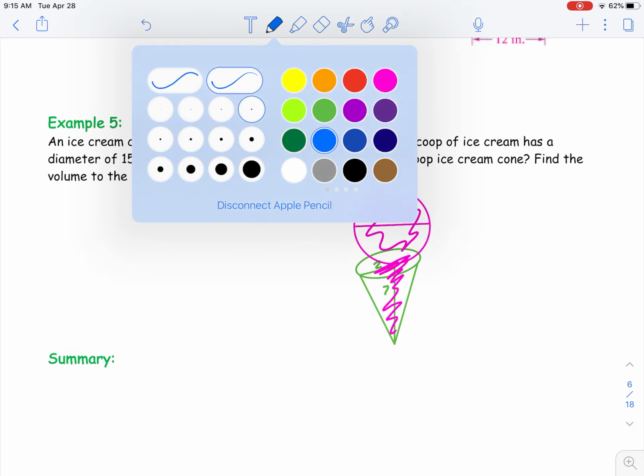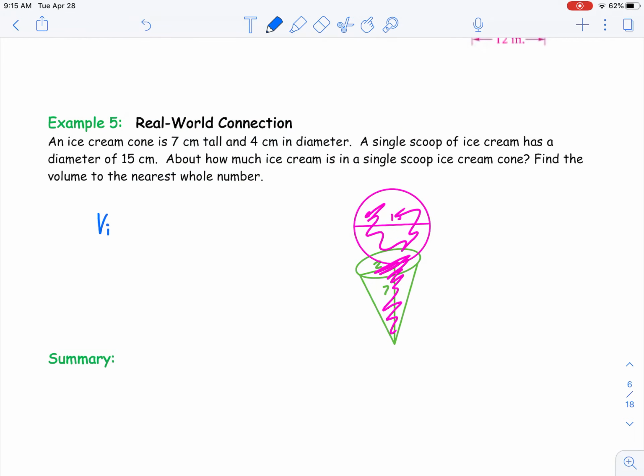Well, how would we find the volume of all this? Well, the volume of our ice cream is then the volume of the cone plus the volume of the scoop on top. And again, the scoop would be a sphere, the cone would be a cone. We would find both of those volumes and add them together. And that's the heart of compound solids. So really, it's just finding multiple different volumes and adding them together.